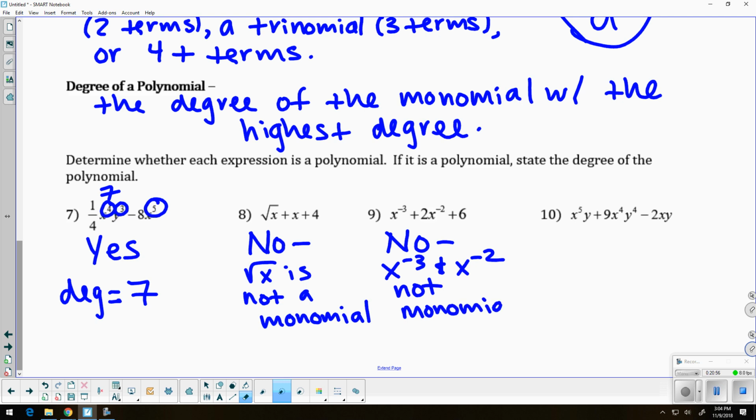If anything, it's going to turn it into a quotient. So if you have negative exponents, it's technically not going to be a polynomial. And then for number 10, this is a polynomial. There's no negative exponents, there's no square roots, nothing funky about this. So yes, it is a polynomial.